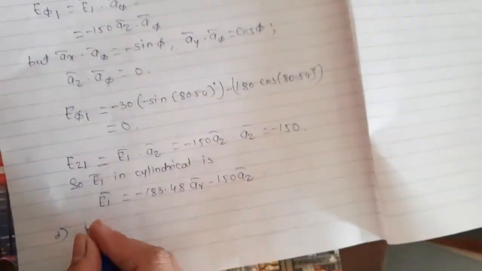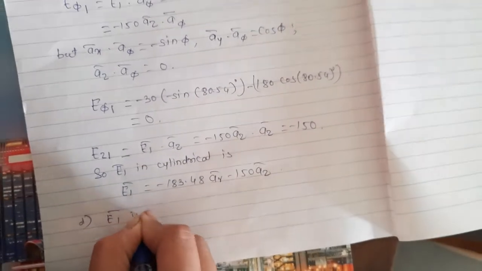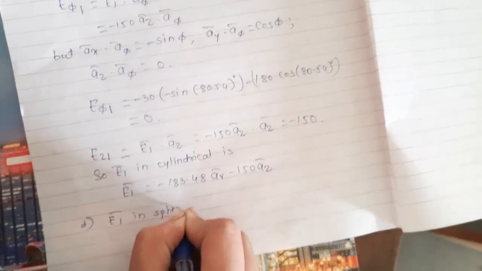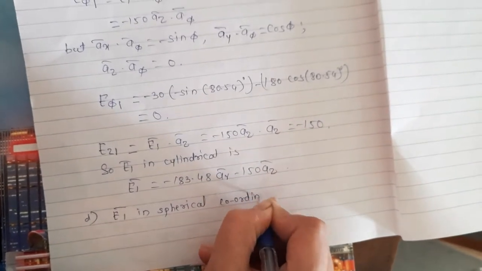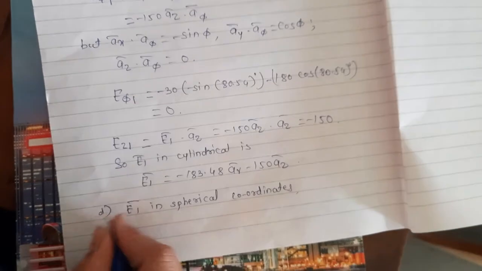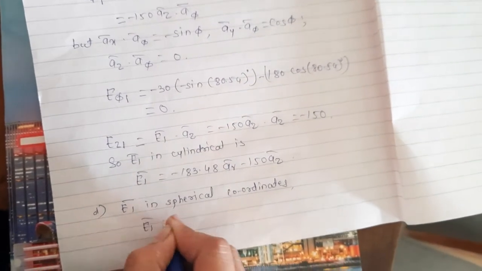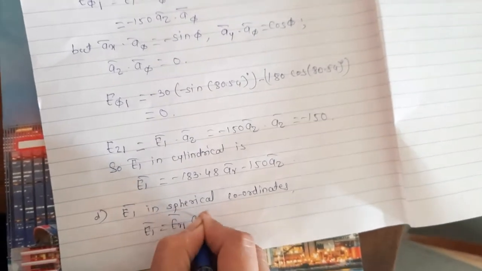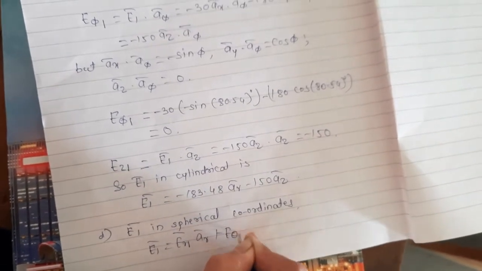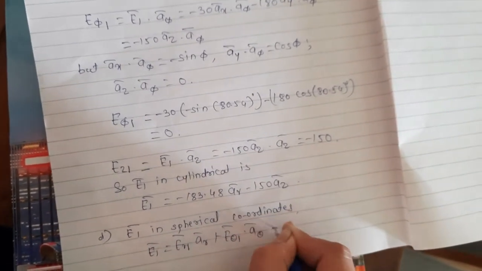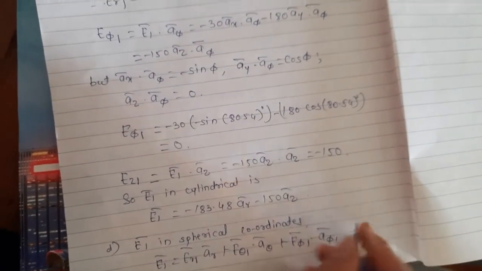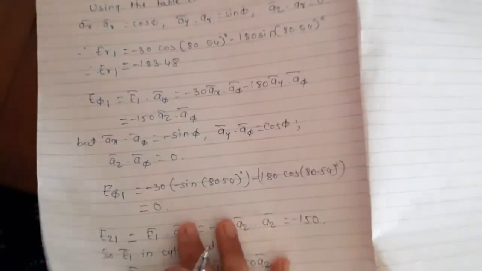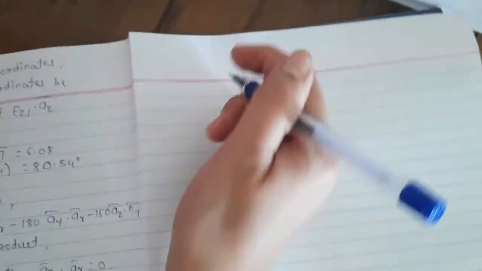Now the next is E1 bar in spherical coordinate. We have to find E1 bar in spherical coordinate. So the equation is E1 bar is equal to ER1 AR bar plus E theta 1 A theta bar plus E phi 1 A phi bar. Now the spherical vector requires the values of r, theta and phi. So we will find the values of r, theta and phi.